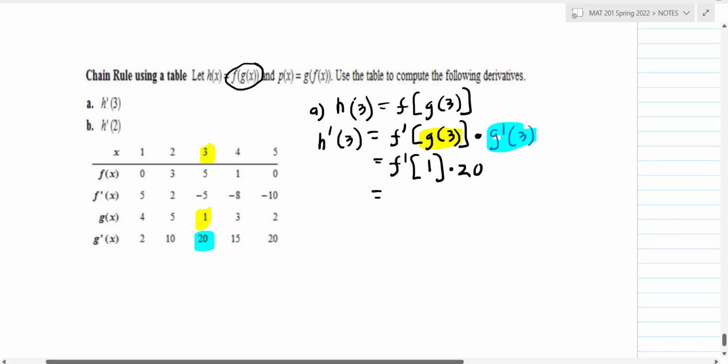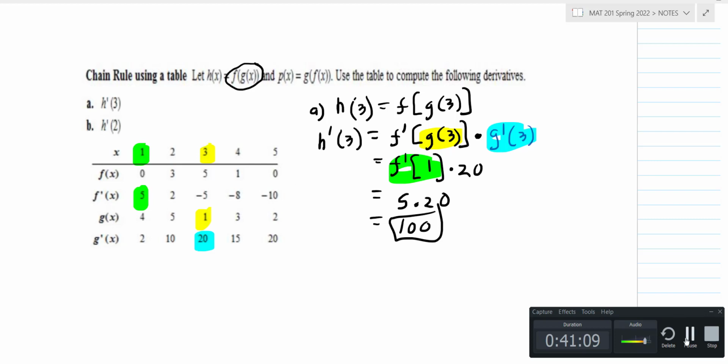Okay, now we're not done yet. We got one more thing to do. We need to look up what is f prime of 1. So here's 1. f prime of 1 is 5. So it looks like what I end up with is 5 times 20. So the answer to that is 100. Okay, so that's just kind of doing the chain rule in an abstract situation. It's a great way to test students' understanding of the language and the symbolism of the chain rule.